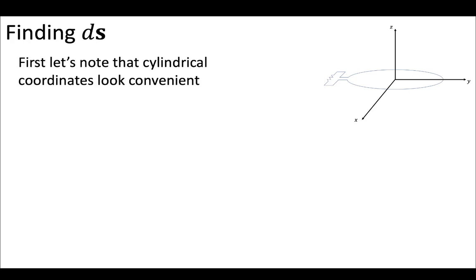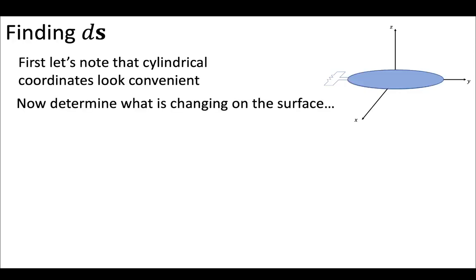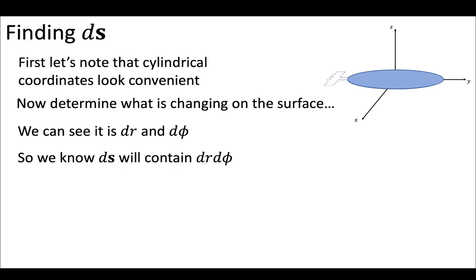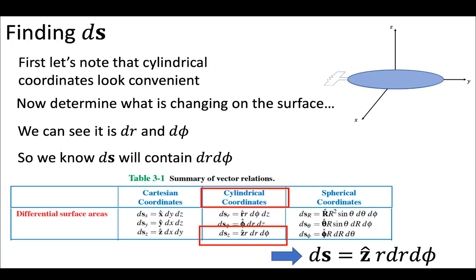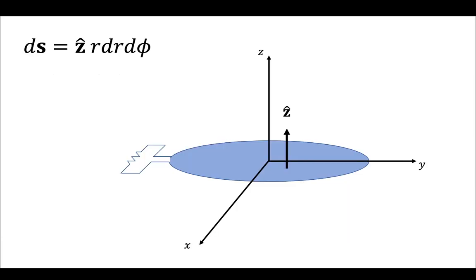Well, if we look at our surface, we'll note that cylindrical coordinates are probably going to be convenient for this problem since it looks like a circle. Now we should figure out what's changing when we move around on the surface. We can see that dr and d phi are going to change as we move around on that surface. So we know that ds is going to contain dr d phi. If we look at table 3.1, go to the cylindrical coordinates and find the one that has dr d phi, we have ds is equal to z hat r dr d phi.